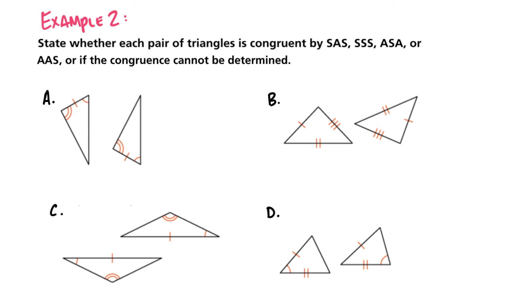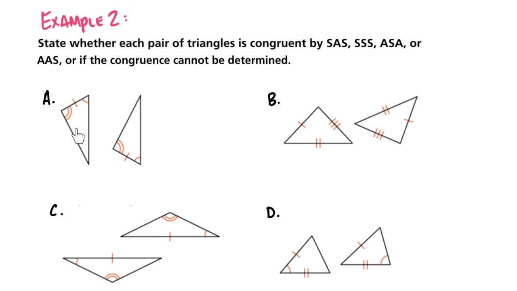All right, so let's look at these four pairs of triangles and decide if the pairs of triangles are congruent by any of our four criteria, or if there's just simply not enough information to say that they would have to be congruent. So I would encourage you to pause right now and try to decide on your own for A, B, C, and D whether the triangles are congruent by SAS, SSS, ASA, or AAS, or if there's just not enough info. So then let's take a look at A.